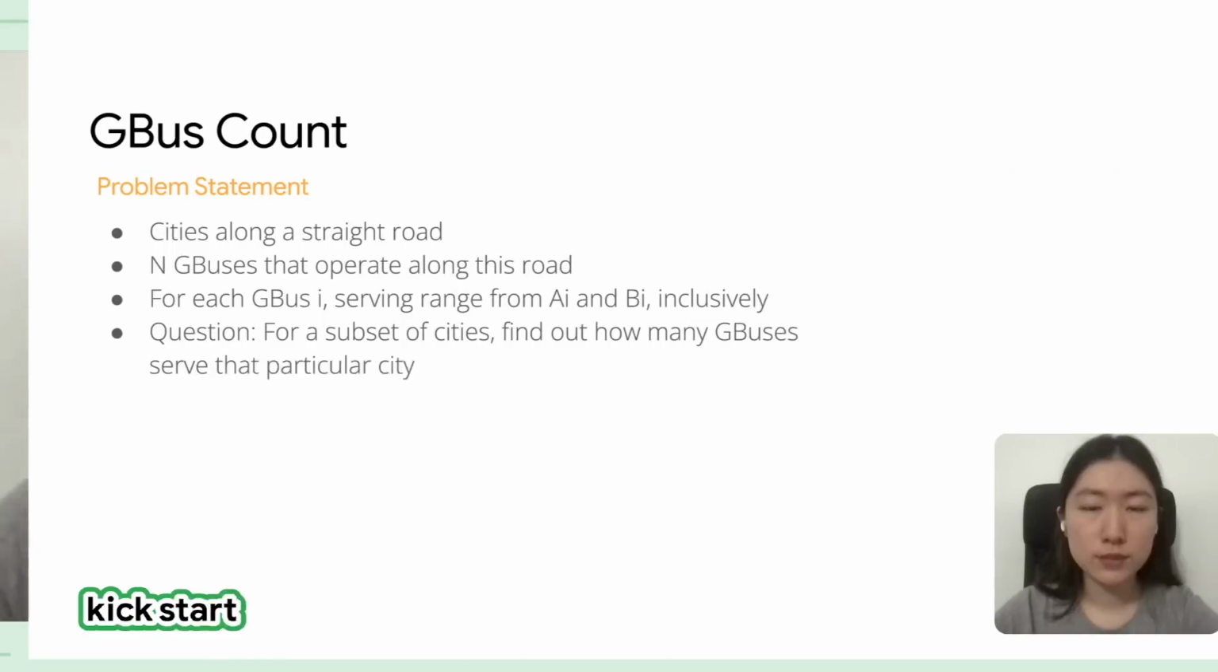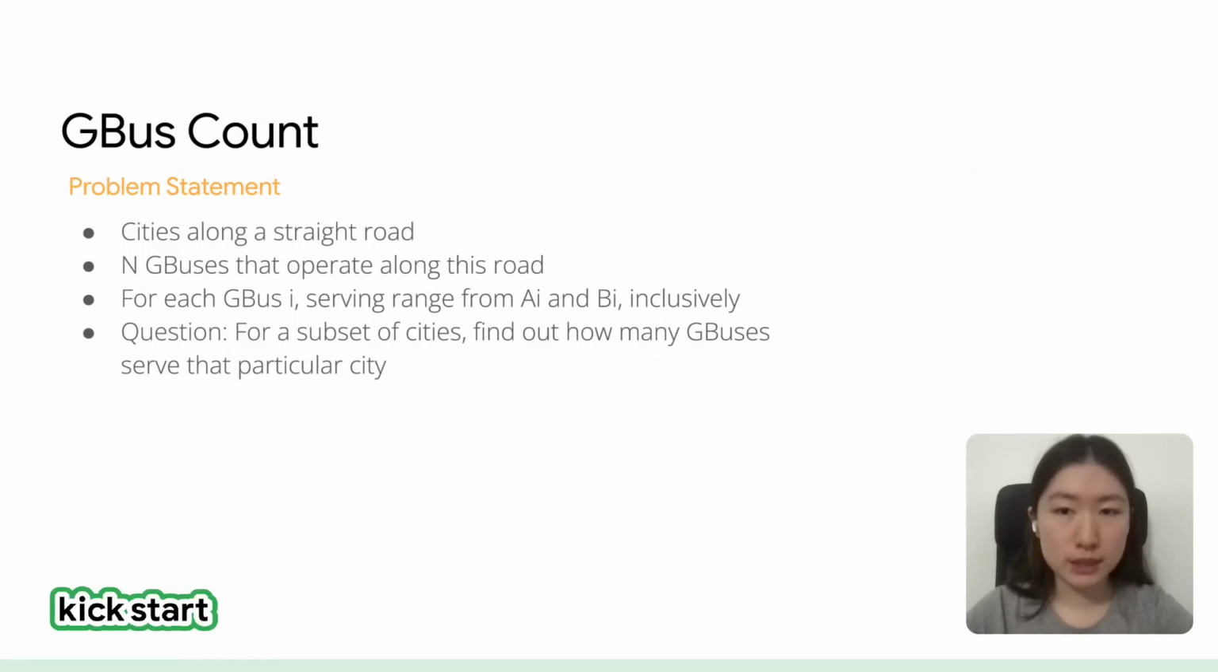Today, I'm going to walk you through the GBus count problem. First, let's go through the problem statement. There exist some cities that are built along a straight road. There are n GBuses that operate along this road. For each GBus, we know the range of cities that it serves. The ith GBus serves the cities with the numbers between Ai and Bi inclusively. For a subset of cities from the query, we need to find out how many GBuses serve that particular city.